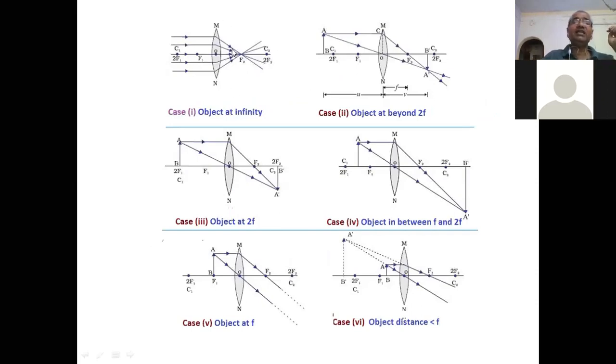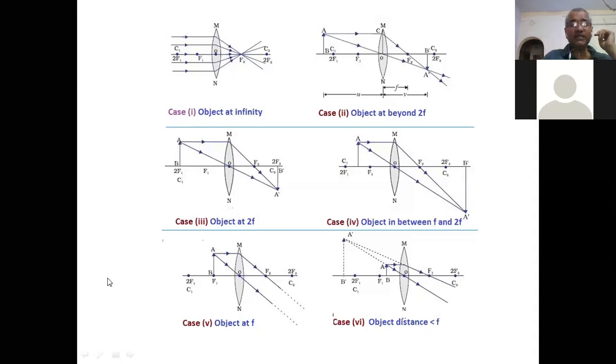Now this is the convex lens. This is the beam of parallel rays coming from an object which is placed at infinity. When the object is placed at infinity, the rays coming from that object are parallel rays, and the image will form at the focus of the lens. So this F is the focus of the lens.